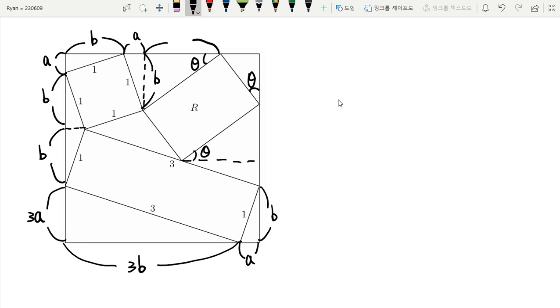I want to express this length in terms of theta and b. That means the length of this leg is b over tangent theta, and the length of the hypotenuse is b over sine theta. So we can do the same thing in this triangle because they are congruent.